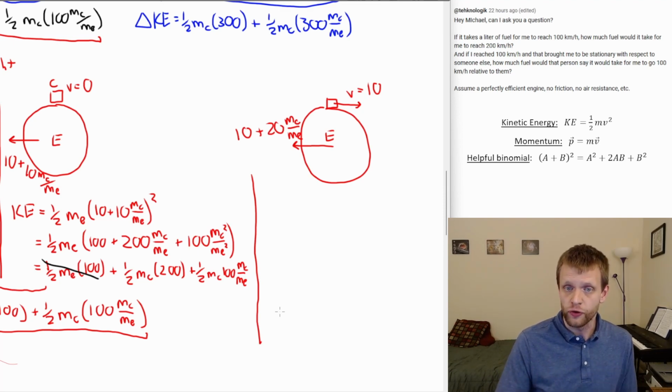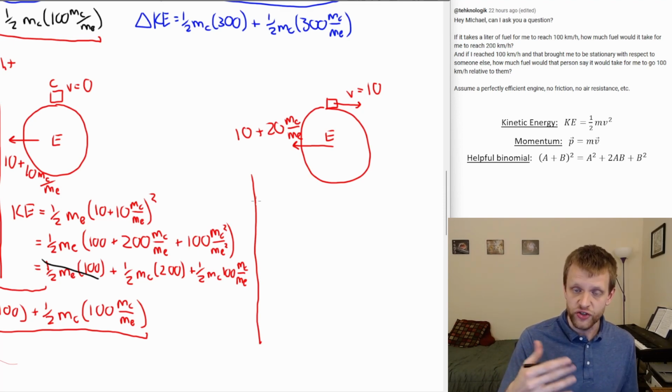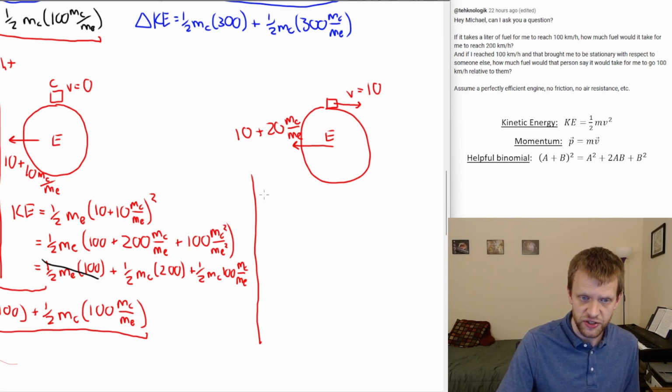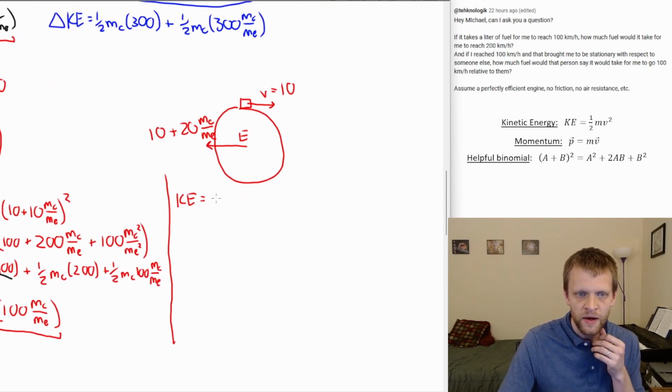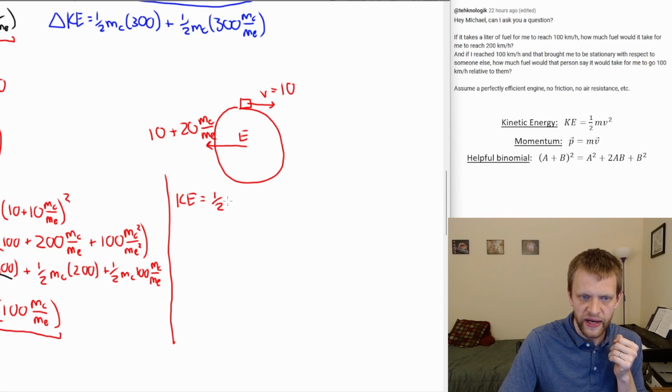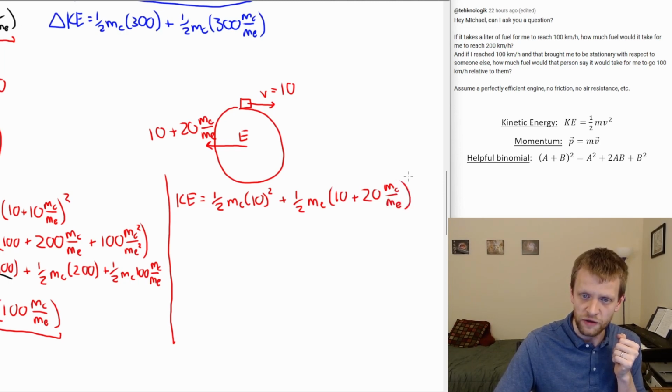Well, let's go through and calculate what is the total kinetic energy in this system. This one's going to be a little bit long. I'm going to need a little bit more room, probably over here. So we've got the car: 1/2 times the mass of the car times 10 squared. We've accounted for the car's kinetic energy. For the Earth, we need 1/2 times the mass of the Earth times 10 plus 20 mc over me, all of that squared.